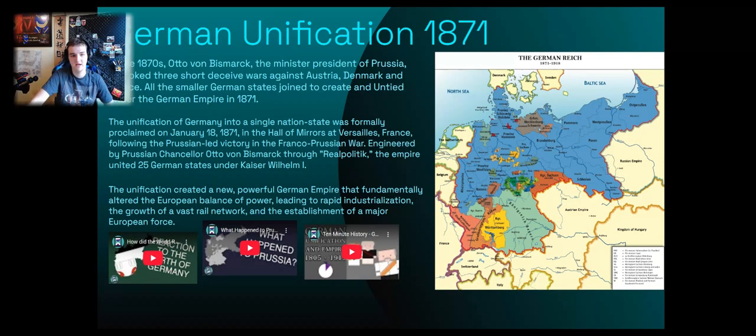it was then proclaimed as the German Empire in 1871, in the Hall of Mirrors at Versailles. France, following the Prussian-led victory in the Franco-Prussian War, engineered by the Prussian Chancellor Otto von Bismarck, was defeated, and the German states were united into 24 German states under Kaiser Wilhelm. This was also the time period of the Kulturkampf, and the German lands were religiously more Protestant than Catholic. By that time it was marked as one of the great powers of Europe.